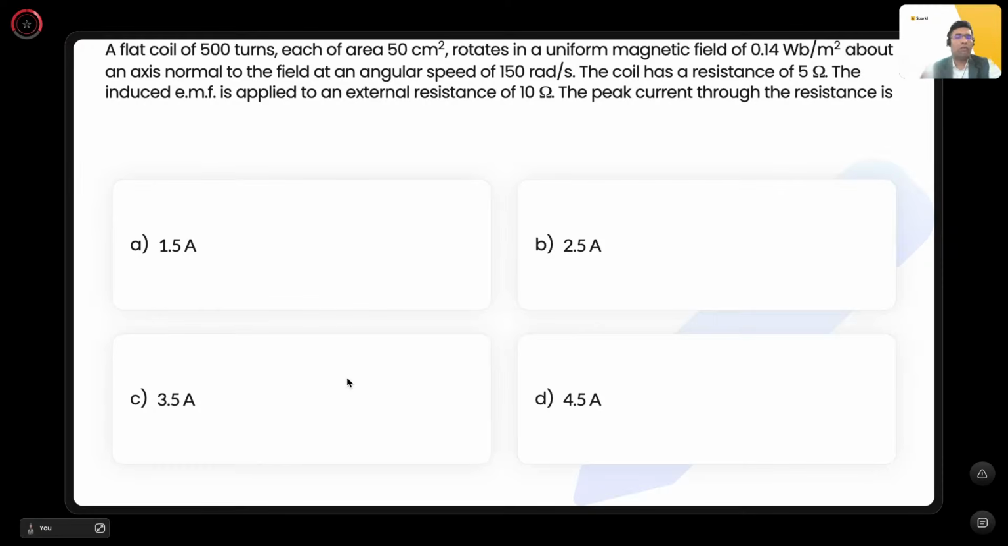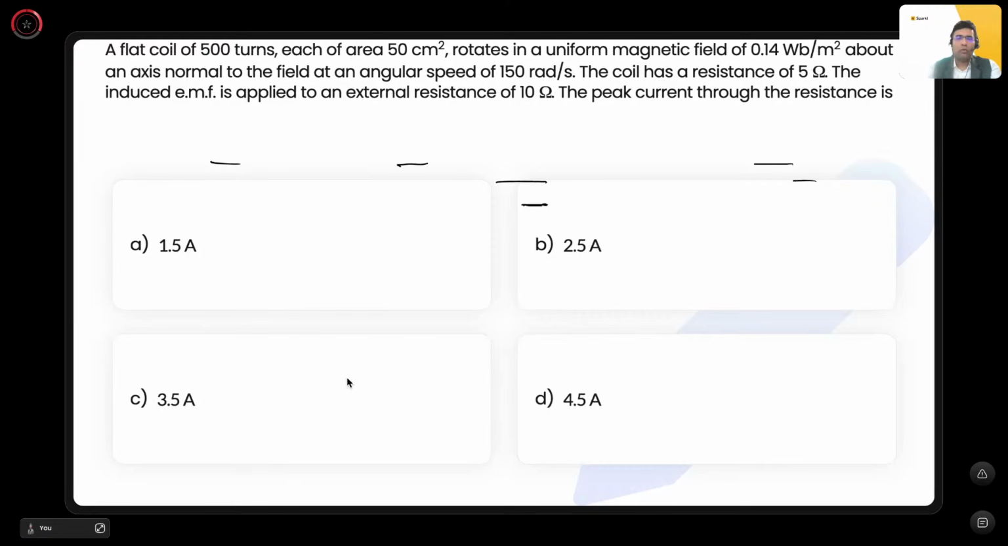A flat coil of 500 turns, each of area 50 centimeter square, rotates in a uniform magnetic field 0.14 Weber per meter square about an axis normal to the field at an angular speed 150 radians per second. The coil has a resistance 5 ohm. The induced EMF is applied to an external resistance 10 ohm. The peak current through the resistance is.